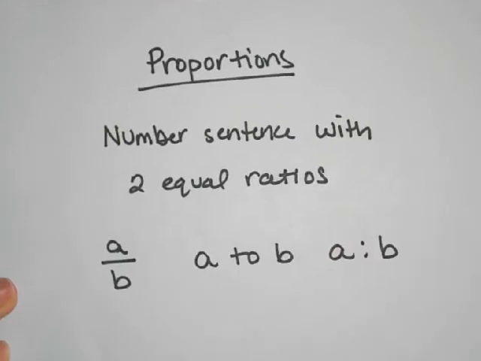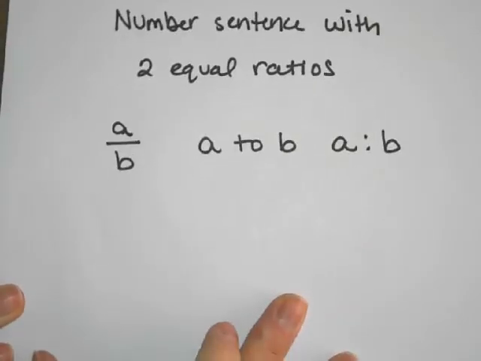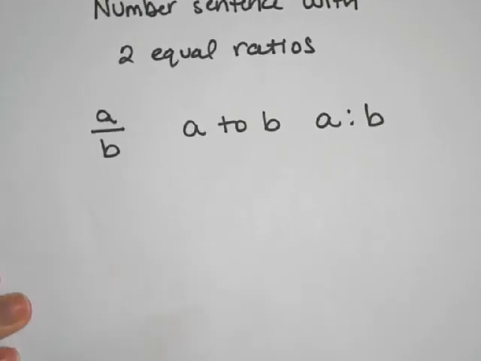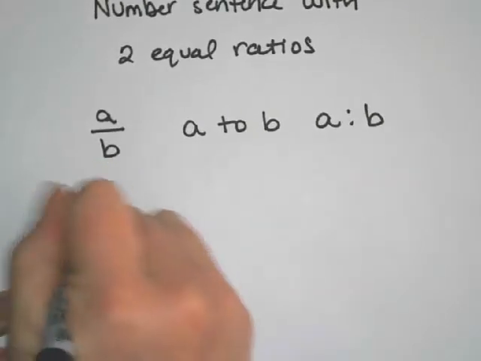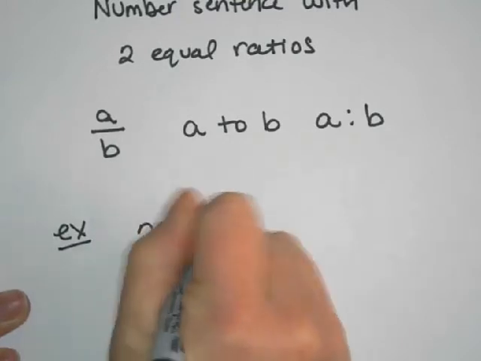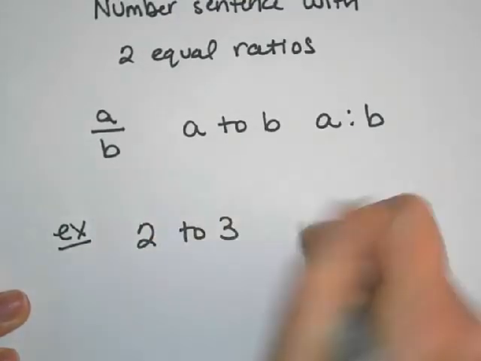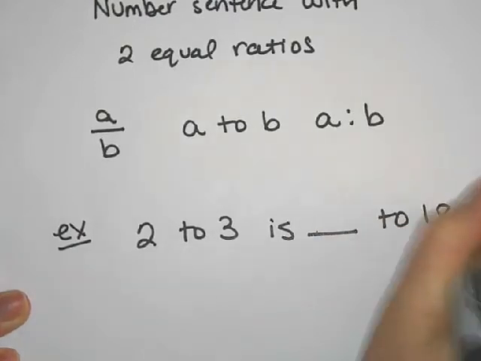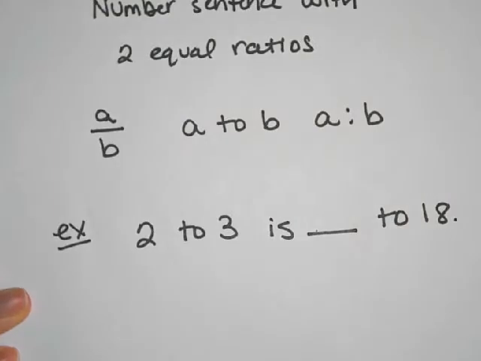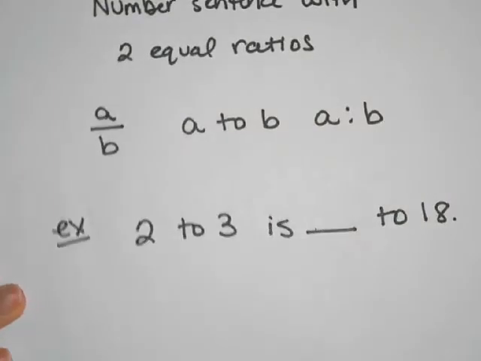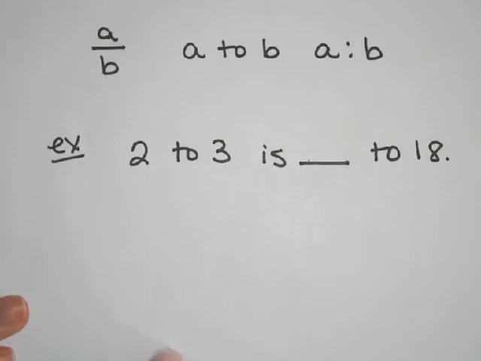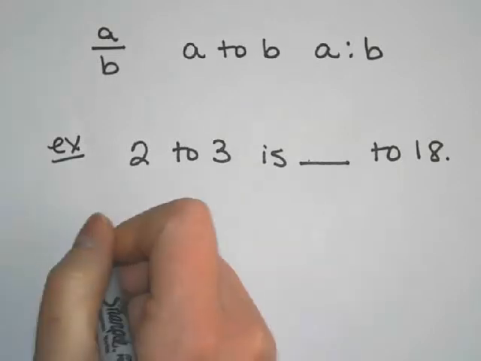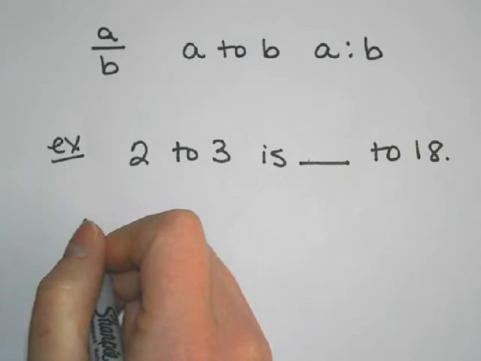So if I want to solve a proportion, all I'm going to do is make equivalent fractions or equivalent ratios. For example, if I have the ratio 2 to 3, I want to know what is the same as blank to 18. There are a few ways that you can do this. I'm going to show you three separate ways to figure this out. One is using equivalent fractions. One is using something I call the fish method. And one is using an algebraic equation.